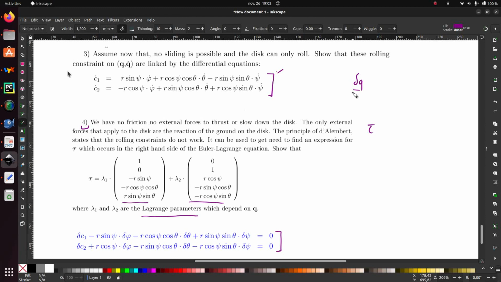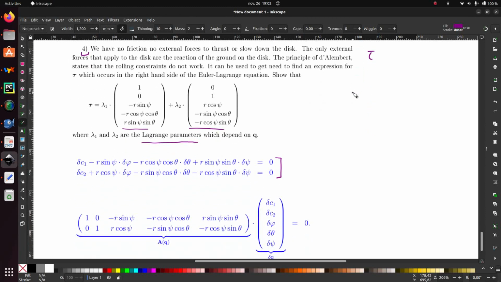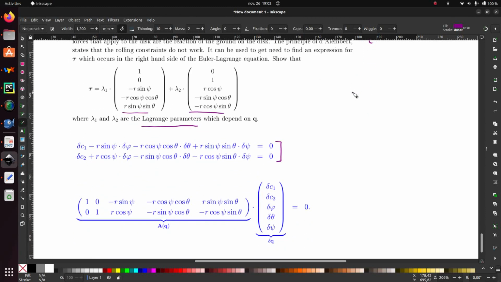So it means that I can write it in a vector form like this one, where I have delta Q here, and this coefficient here corresponds to 1, this one corresponds to this one here, delta C1 is here, and this one is here, and so on. Okay, so I have written this equation into this matrix form.